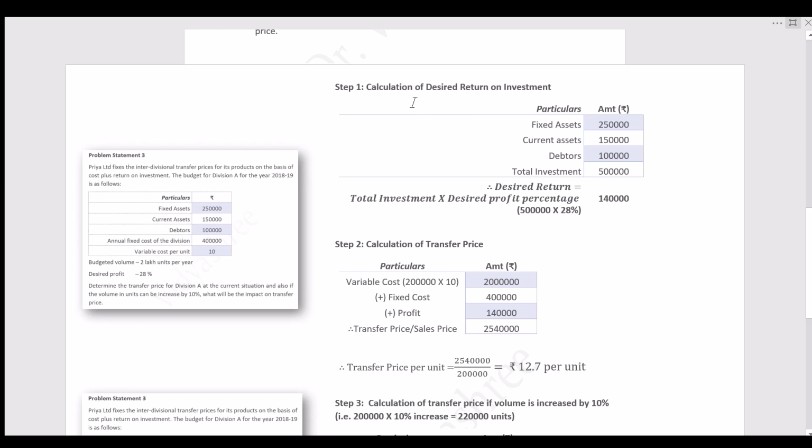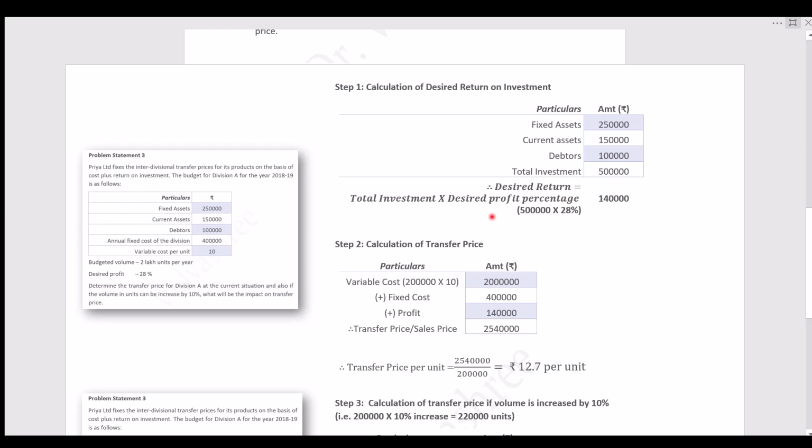So let's calculate the return on investment. To calculate the return on investment, first we should know the total investment. In the question itself, you can observe fixed assets, current assets, and debtors are given. So add all the 3 assets, and you get the total investment. Here in the question, the desired profit percentage is given. So take total investment times the desired profit percentage, and you will get the rate of return. Very simple.